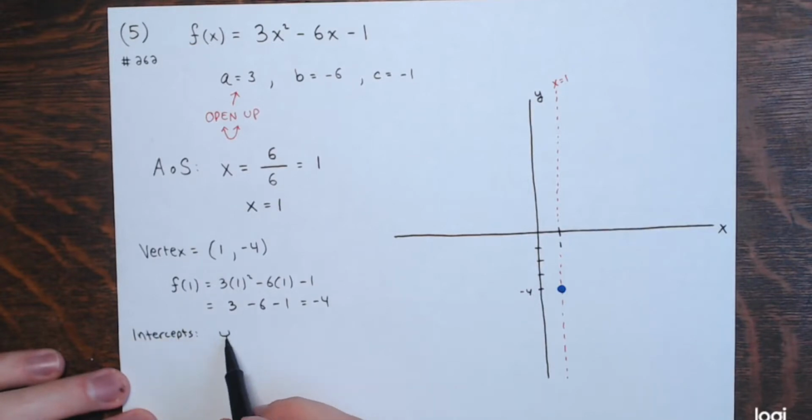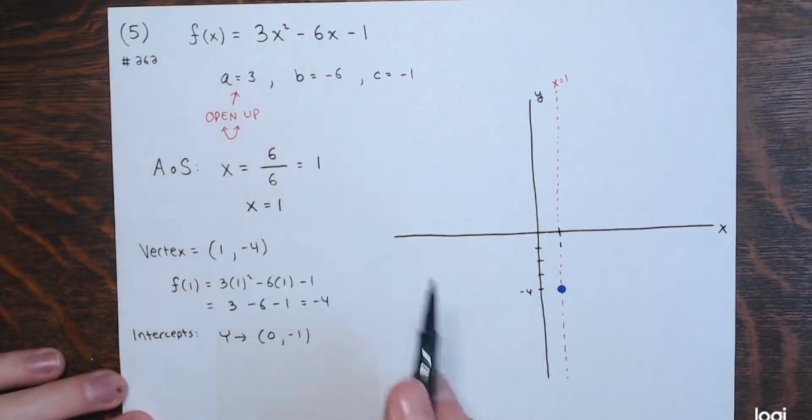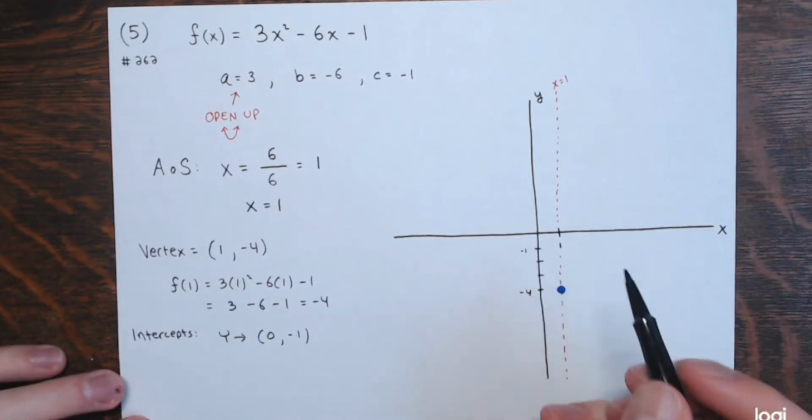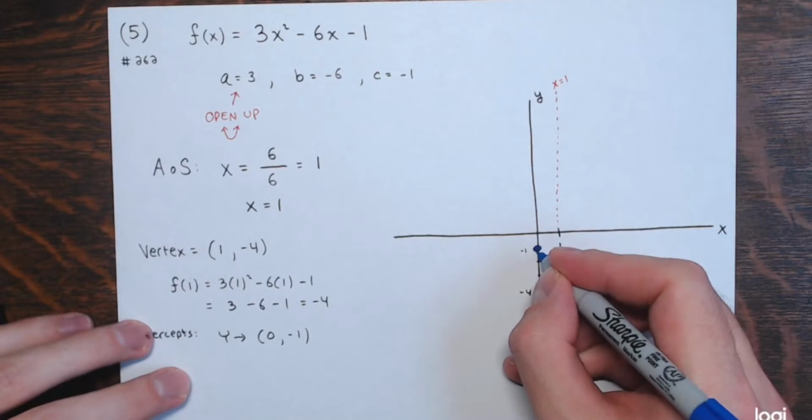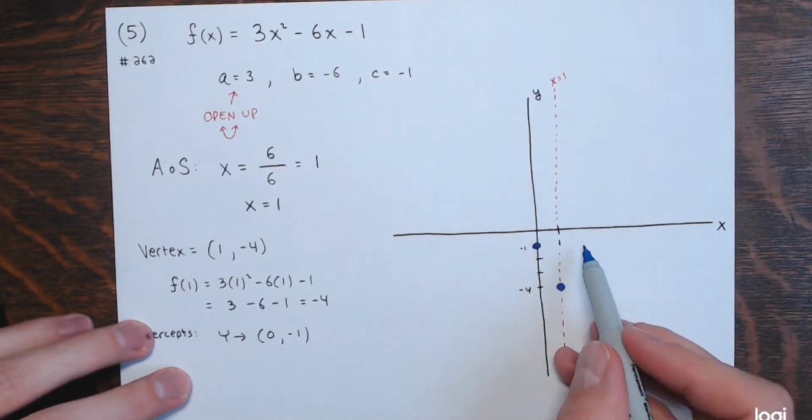The y-intercept is no problem. You put in 0 for x, you would get negative 1 for y. So 0 input, negative 1 output. There we go. And we can use the symmetry to find another point, but I'll get to that in a little bit.